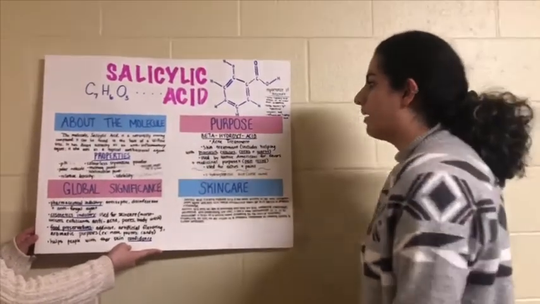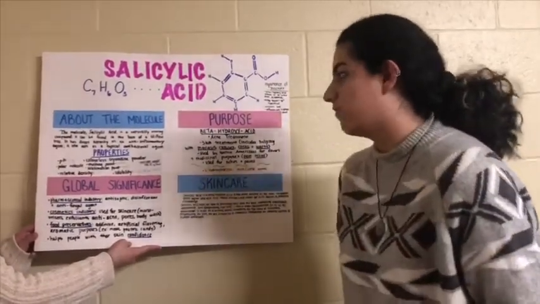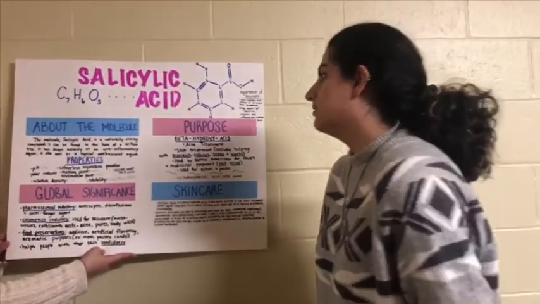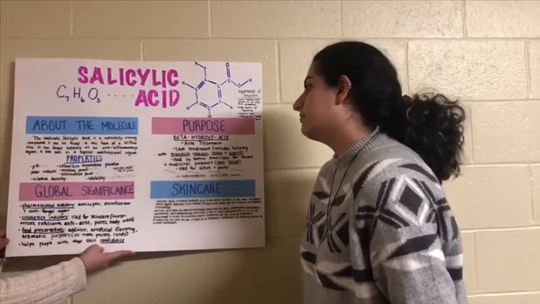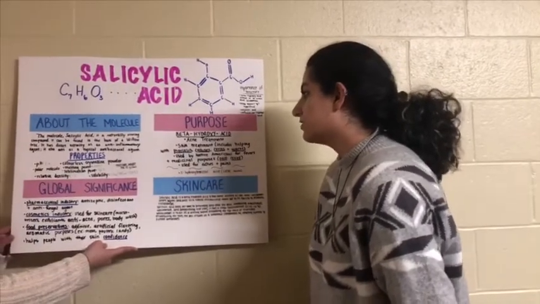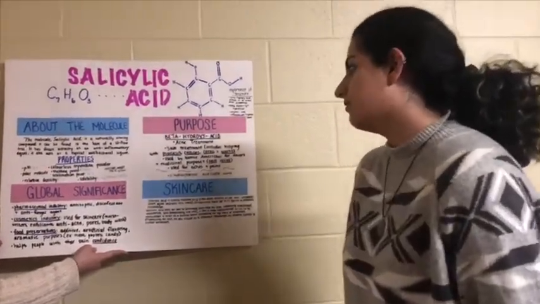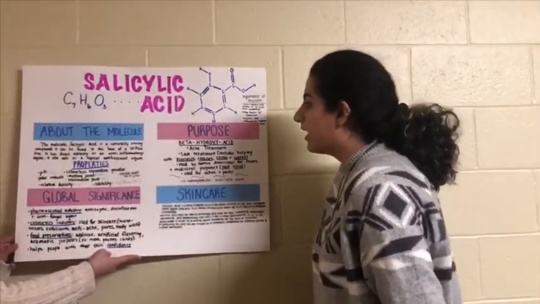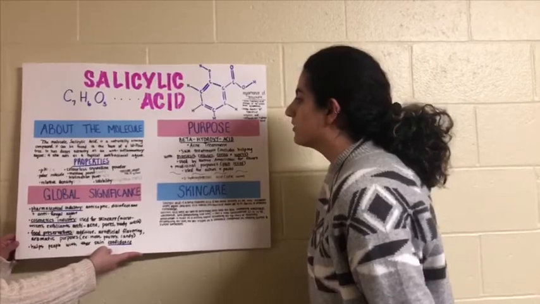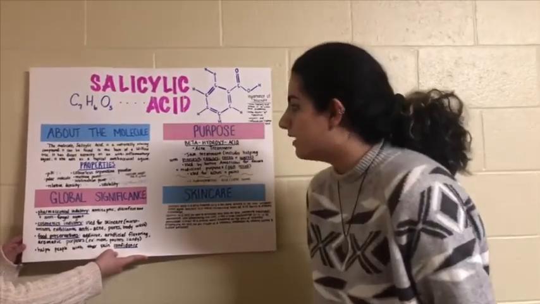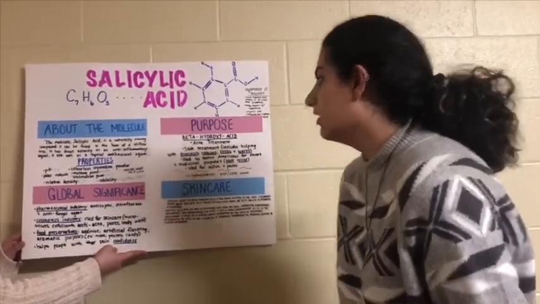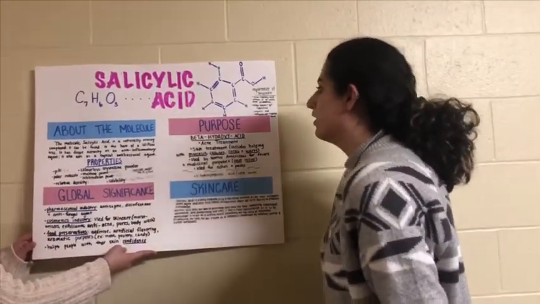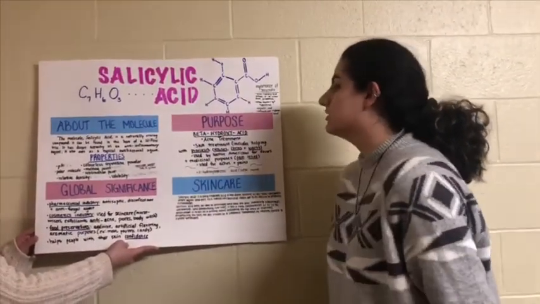So going into the properties, its pH is 2.4, it's colorless and a crystalline powder. It is a polar molecule. Its melting point is 159 degrees Celsius, and it has a sublimation point of 76 degrees Celsius. Its molecular weight is 138.12 grams per mole. It has a relative density of 1.4. And lastly, its solubility is 0.2 grams per 100 milliliters at 20 degrees Celsius.